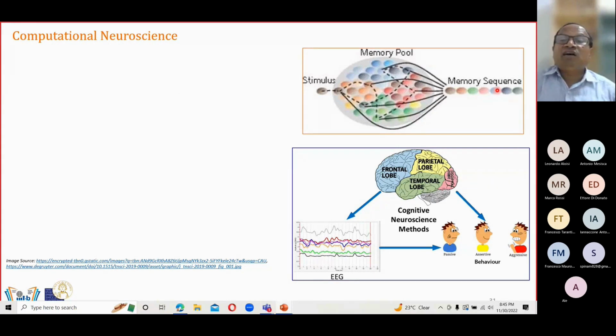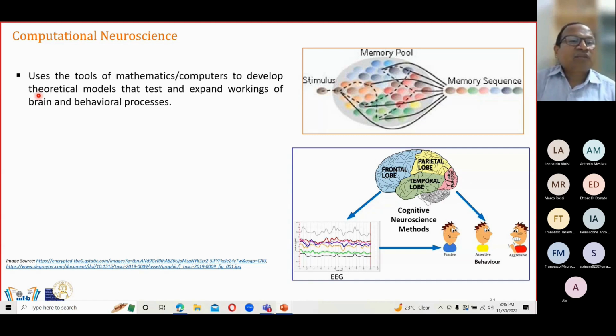And you can even think of the memory sequence: how does a stimulus affect a person, the same stimulus received by me or another person, how do my brain and the other person's brain respond to it, and what kind of memory is used in order to recall something. That is covered under computational neuroscience.